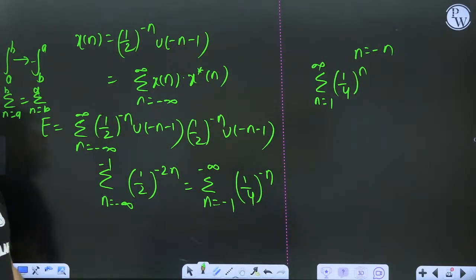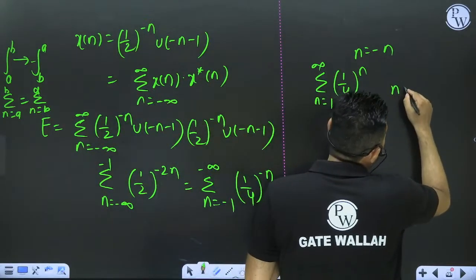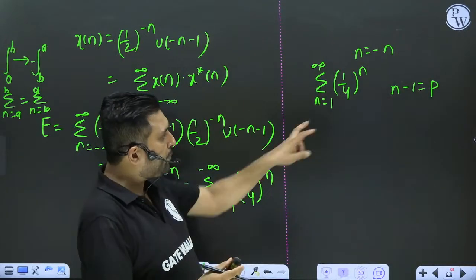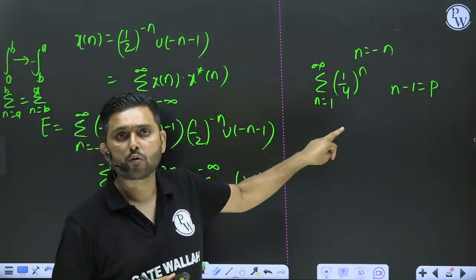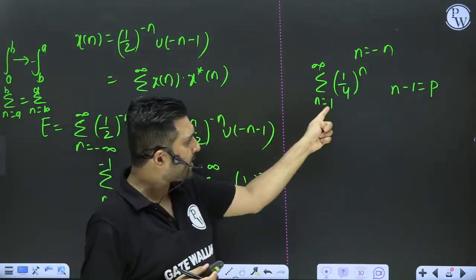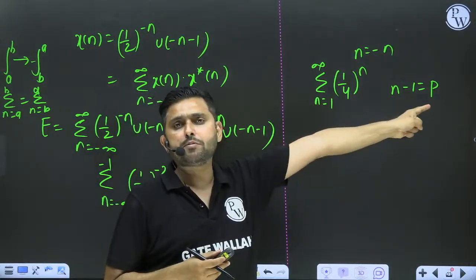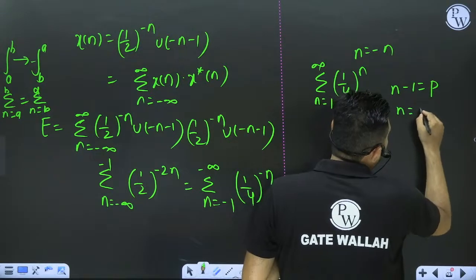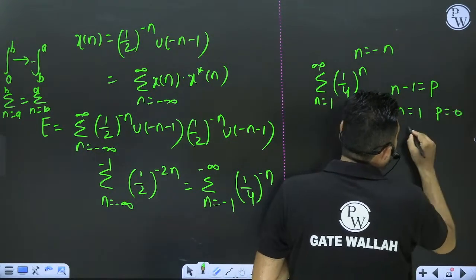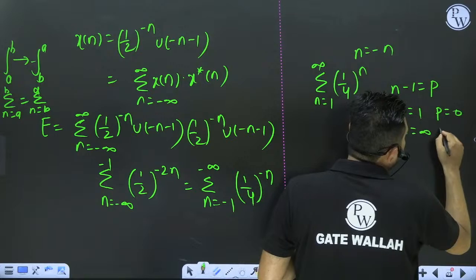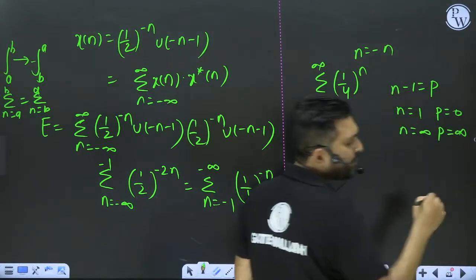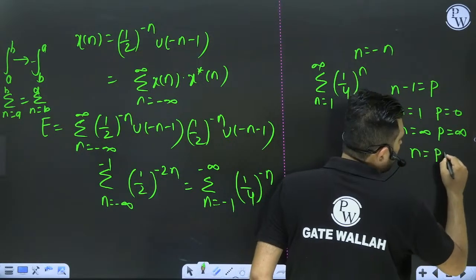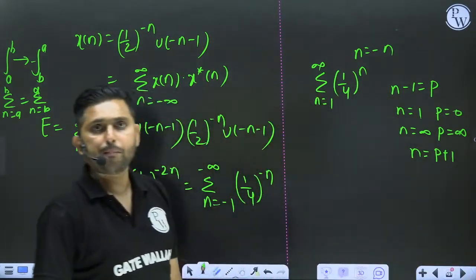Now what will you do? You will set n minus 1 equal to p, so that I get the GP series which exists from 0 to infinity. So n minus 1 becomes p, let's say. When n is equal to 1, p is equal to 0, and when n is equal to infinity, p is also infinity, because infinity minus 1 is infinity. But what is n? n is equal to p plus 1.